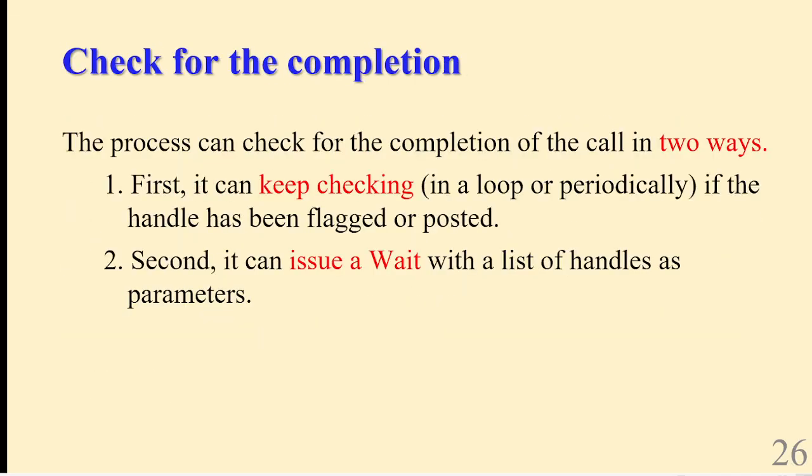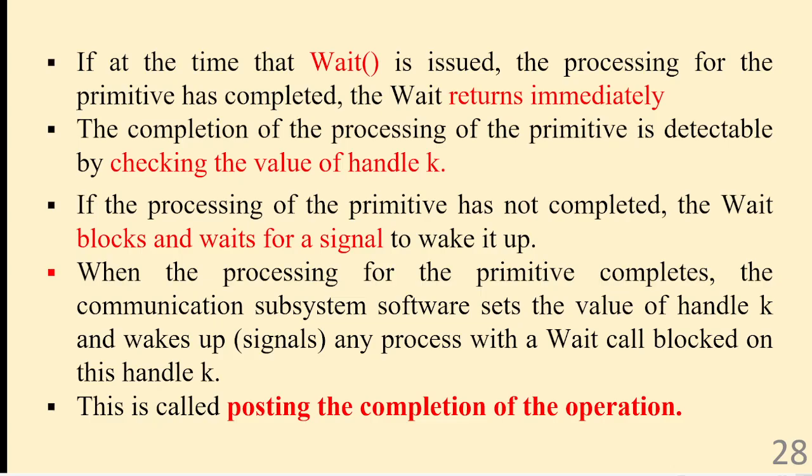That is non-blocking primitive. Then check for completion. The process can check if a work is completed. First, it can keep checking in a loop or periodically if a flag is set, that is, if the handle has been flagged or posted. Second, it can issue a wait function with a list of handles as parameters.